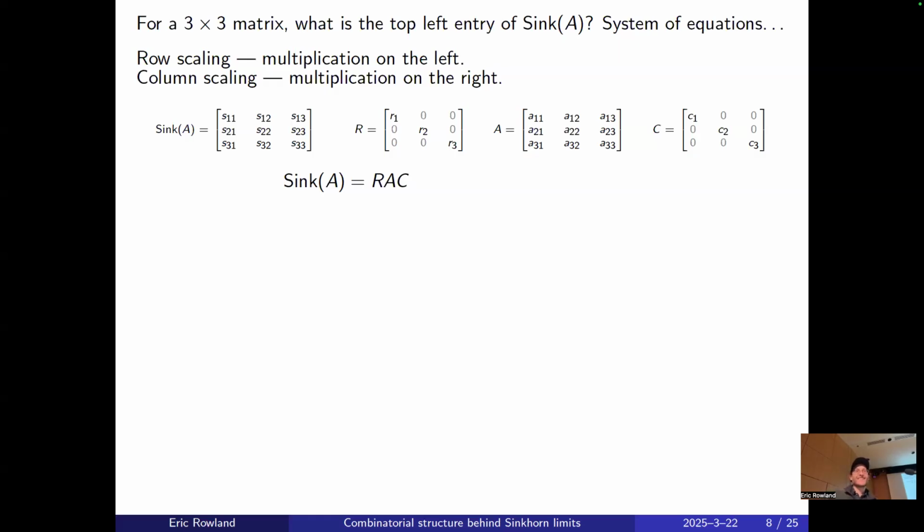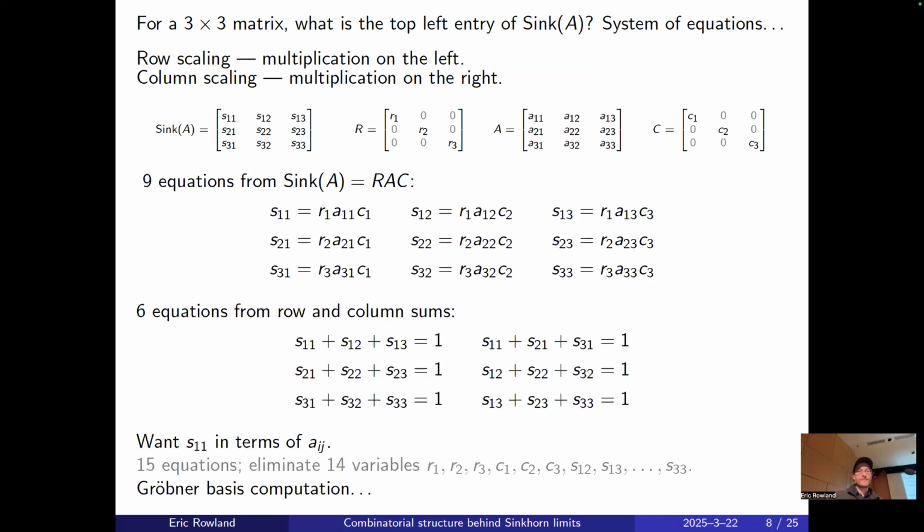Yeah. So you have this in your formula, these powers of the A11.